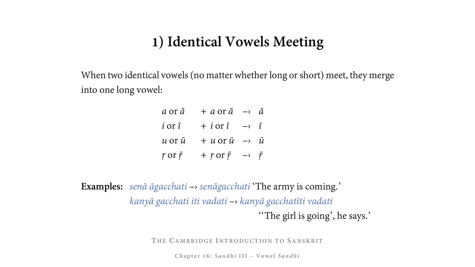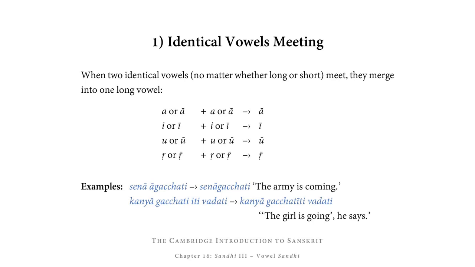First, identical vowels meeting. When two identical vowels meet, and it doesn't matter whether they are long or short, they merge into one long vowel. Therefore, any combination of a or ā plus a or ā gives us long ā. And the exact same thing happens with long ī, long ū, and long vocalic ṝ.